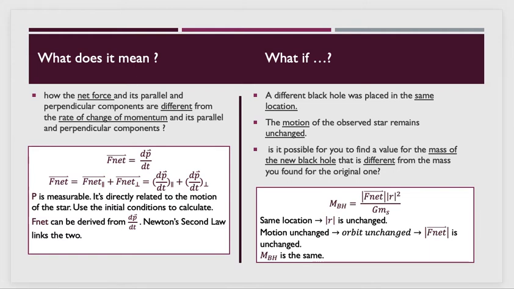And here's the answer for the what-if question. If there is a different black hole at the same location, which means that r is unchanged, and the motion of the observed star remains unchanged, which means that the orbit is unchanged, and the interaction between the black hole and the star is unchanged, so F net must be unchanged. So in my opinion, the mass of the black hole is the same and it cannot be different.